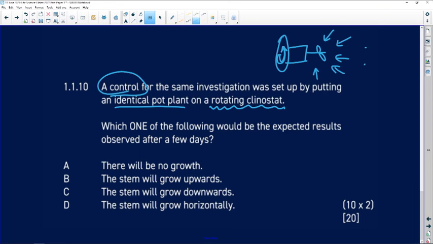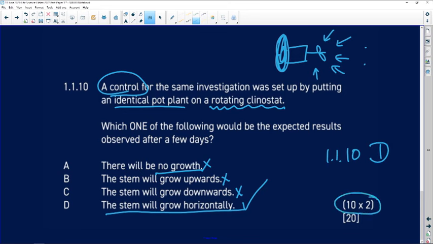So what do we expect? There will be no growth? No. The plant will definitely grow. The stem will grow upwards. Well, we've said that that's what happens with the stationary clinostat. The stem will grow downwards. Why on earth would it do that? If it didn't grow upwards, it won't grow downwards. The stem will grow horizontally, absolutely. So 1.1.10, our answer is D. 2 marks per multiple choice. That leads us to 20 marks.